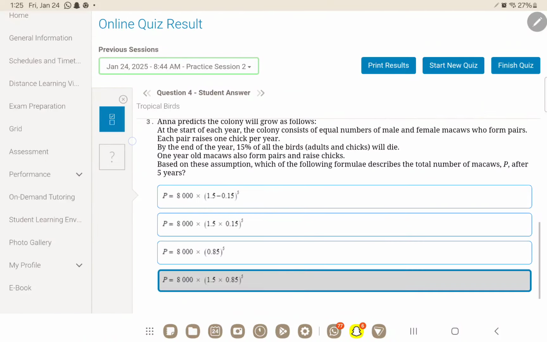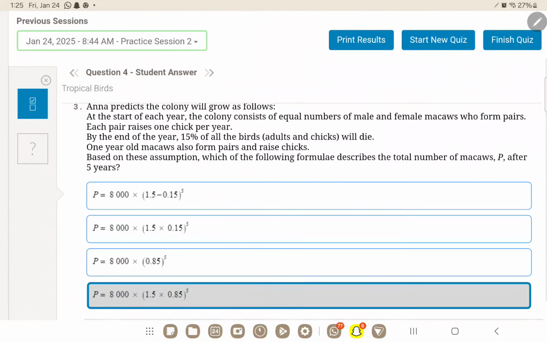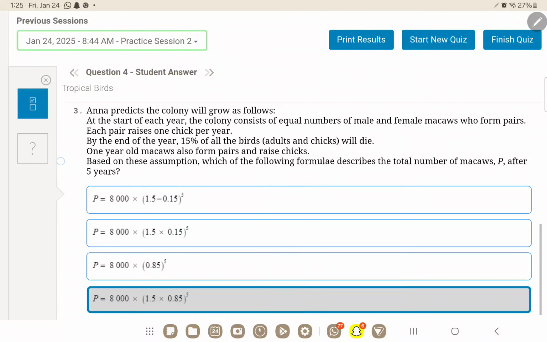Now for the third part, arguably the one that needs the most focus. Anna predicts that the colony will grow as follows. At the start of each year, the colony consists of an equal number of male and female macaws who form pairs, and each pair raises 1 chick per year. By the end of the year, 15% of all the birds will die. 1-year-old macaws also form pairs and raise chicks. Based on these assumptions, which of the following formulas describes the total number of macaws after 5 years?